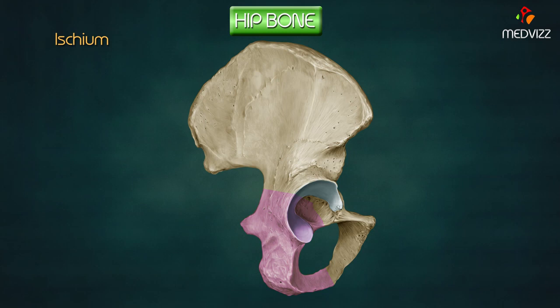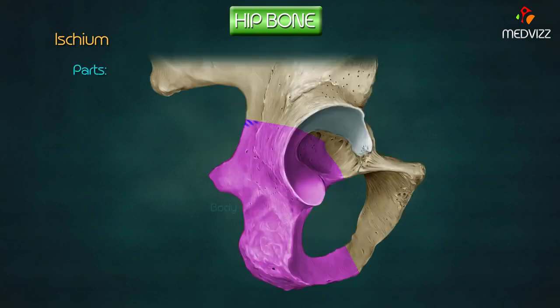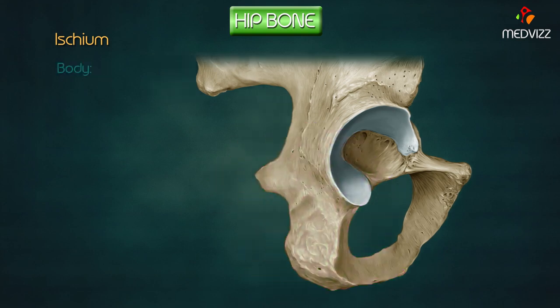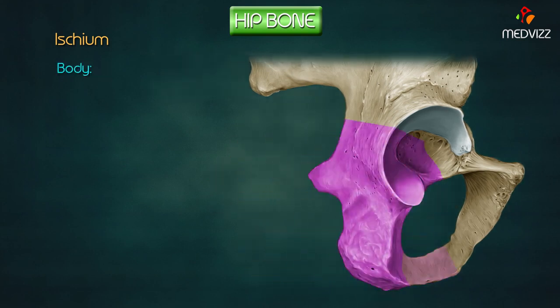Ischium. It forms the posterior and lower part of the hip bone. It makes up about posterior 2/5 of the acetabulum. Parts. It is made up of a body and a ramus. Body consists of 2 ends, 3 surfaces, and 3 borders. Upper end. It is fused with the ilium and pubis and forms part of the acetabular cavity. The lower end forms part of the ischial tuberosity.